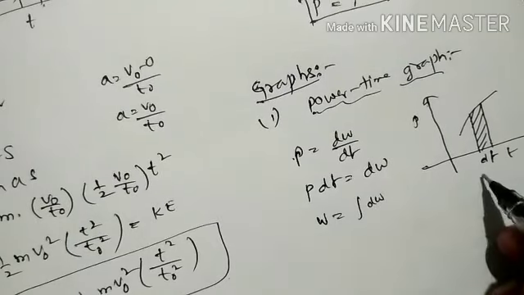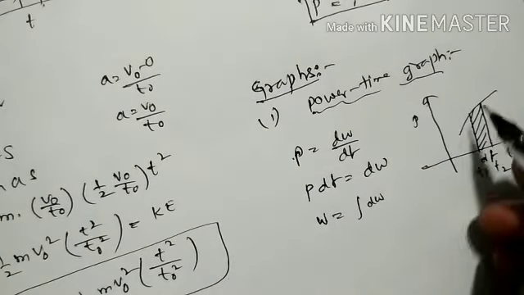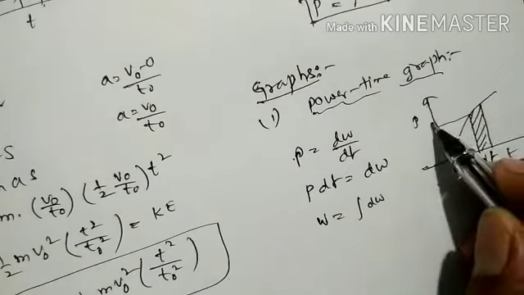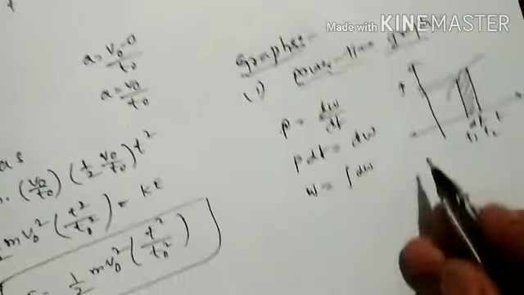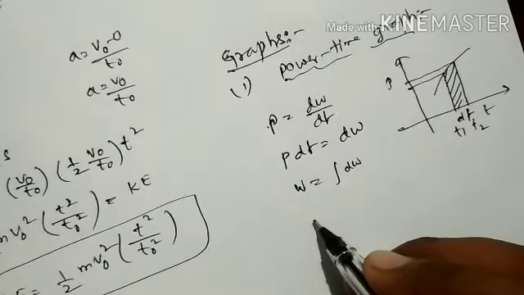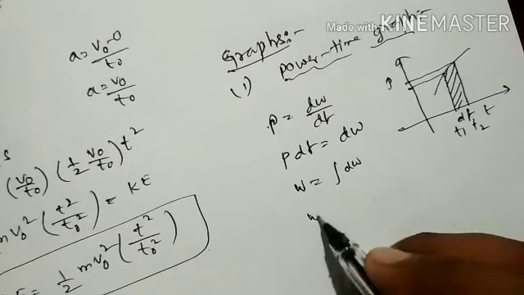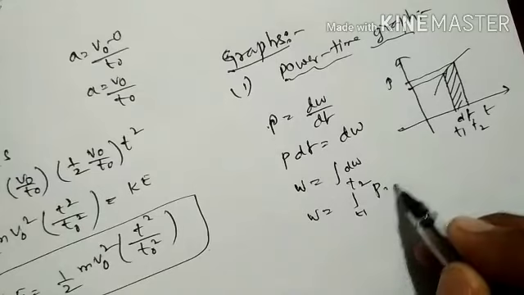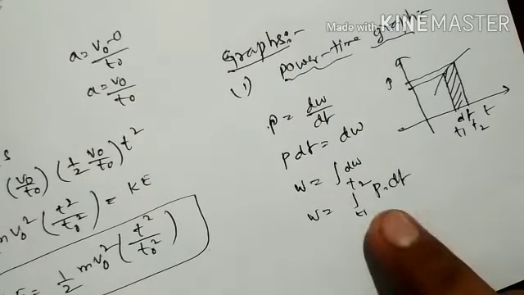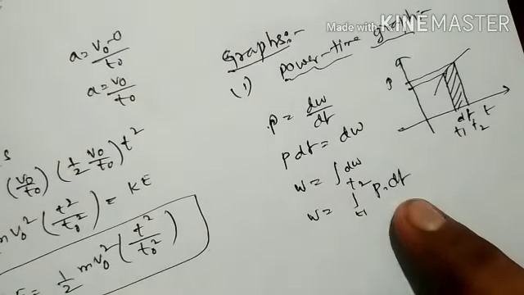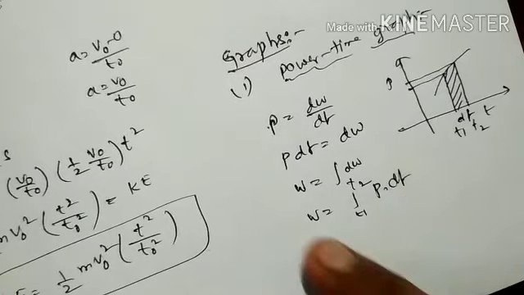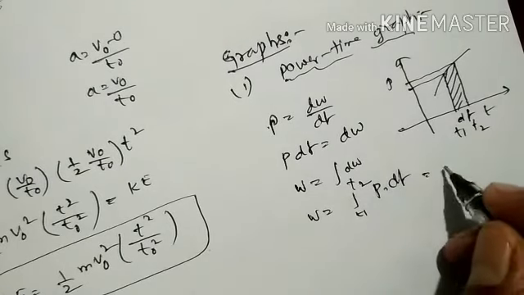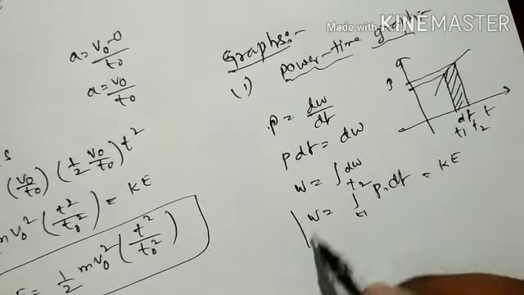So the time interval is from t1 to t2. So almost average power you can take it. So there is no change. Almost you can take it as P only. So W is equal to integral of t1 to t2 P into dt. So if P is given as a function of time, then integrating this you will get work done or change in kinetic energy. So you can use this formula for any of the problem.